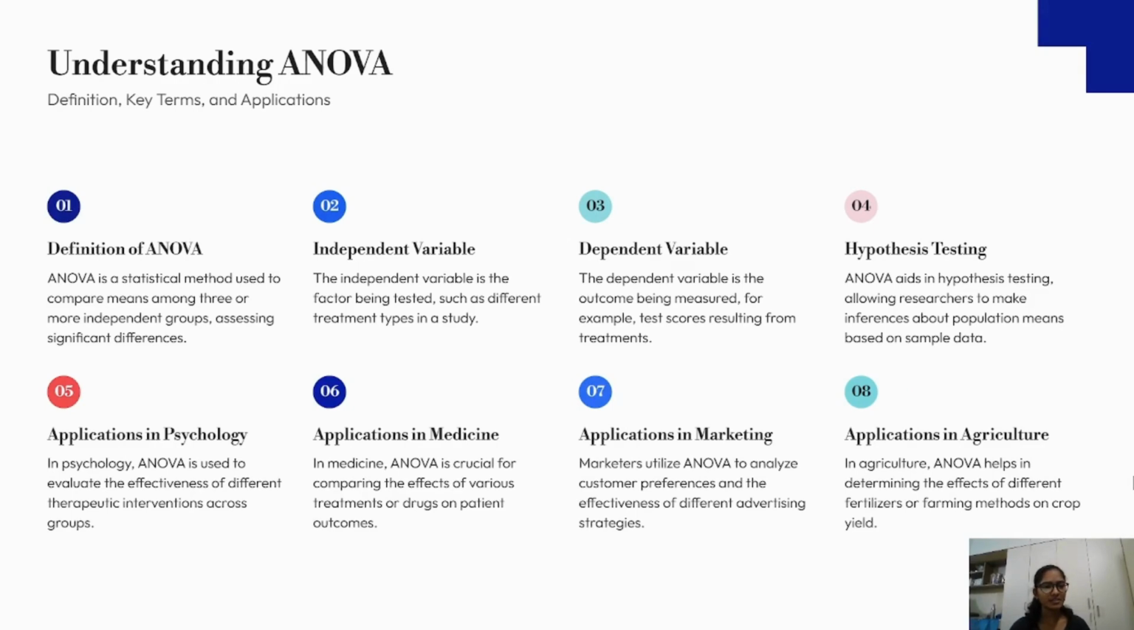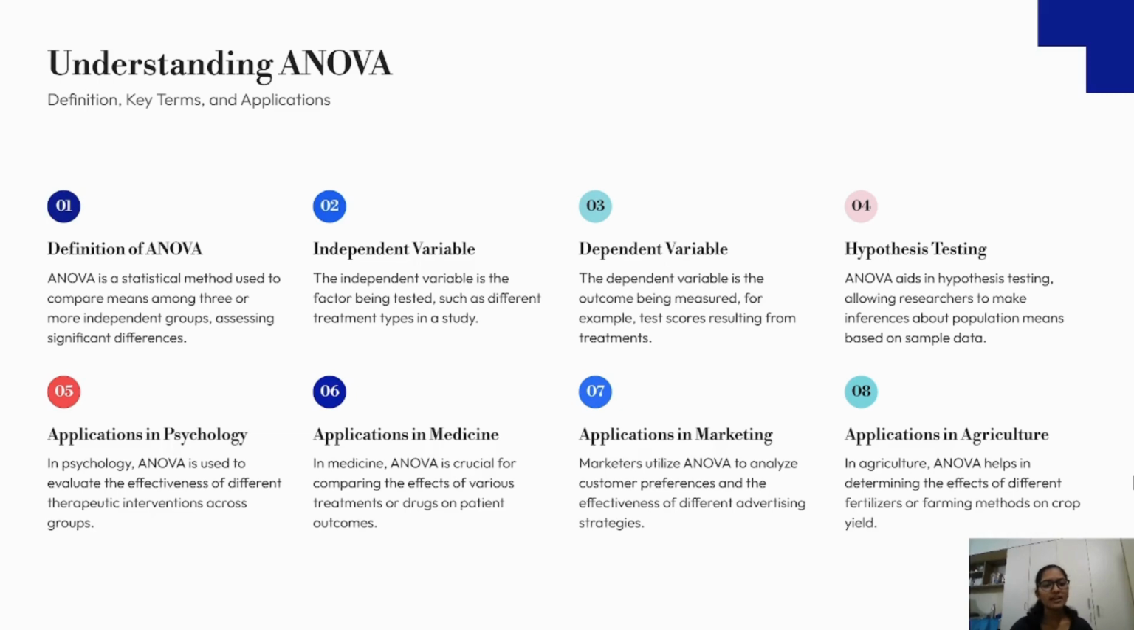ANOVA is a statistical method used to compare means among three or more independent groups, assessing significant differences. The independent variable is the factor being tested, such as different treatment types in a study. The dependent variable is the outcome being measured, for example, test scores resulting from treatment. ANOVA aids in hypothesis testing, allowing researchers to make inferences about population means based on sample data.